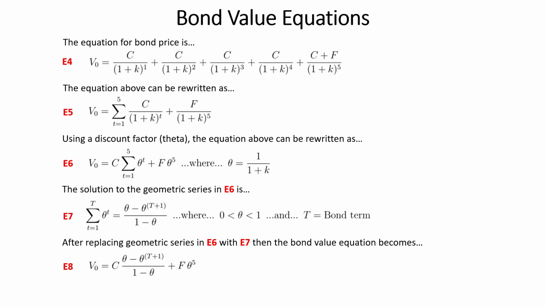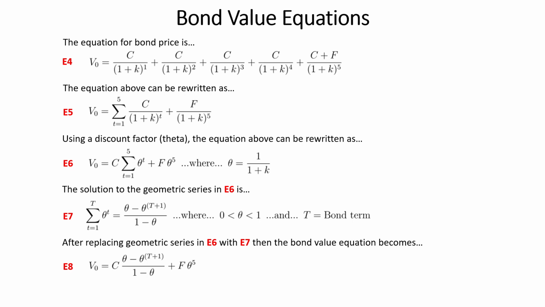We want to define a discount factor, and we're going to say that theta is our discount factor, and that's equal to 1 over 1 plus k. The discount factor tells us how much I am willing to pay for $1 received in the future. So if today is time 0 and I receive a dollar, that dollar is going to be worth $1. But if I have to wait a year, it's going to be worth something less because I want to make a return on my investment.